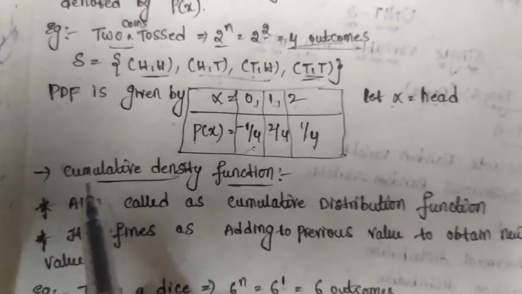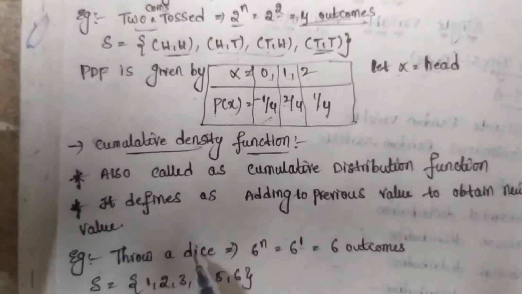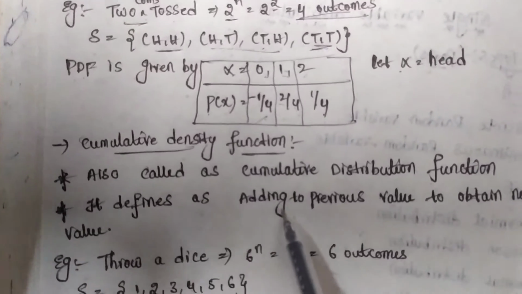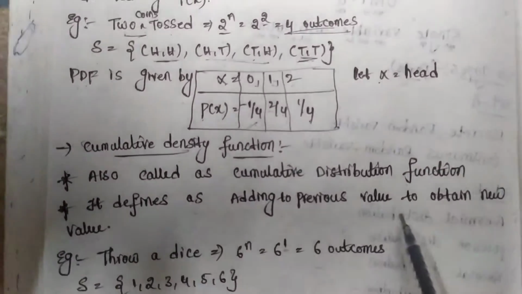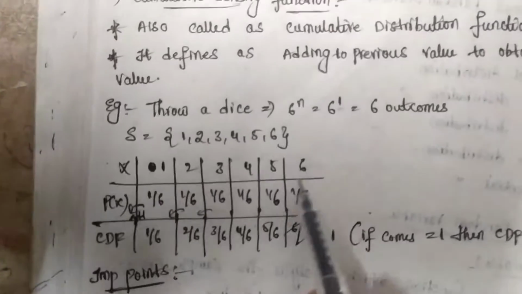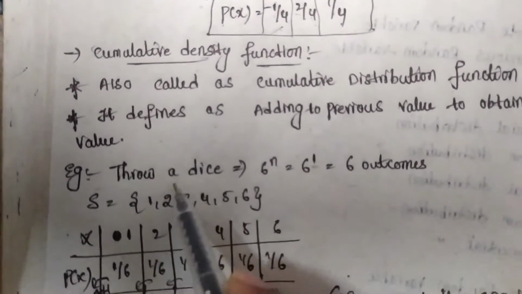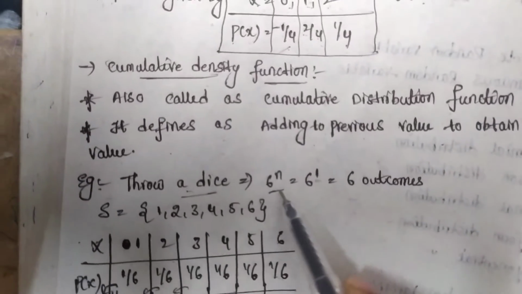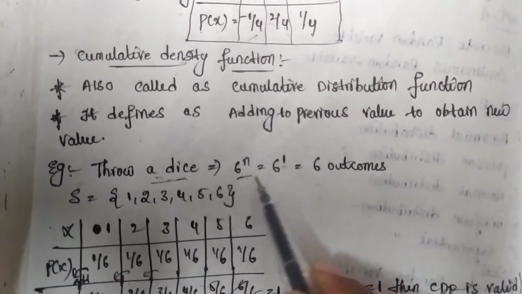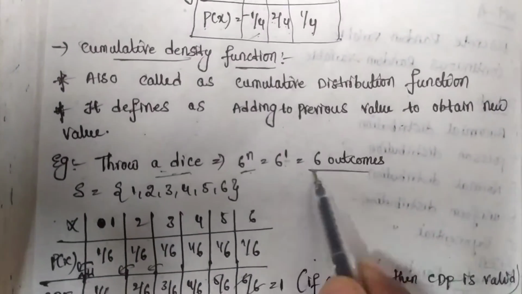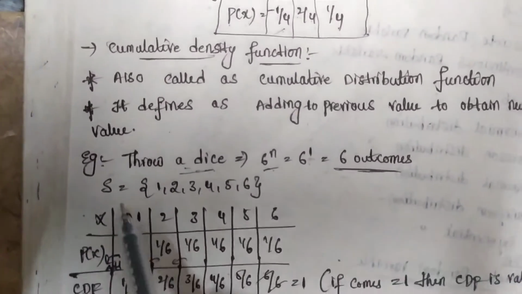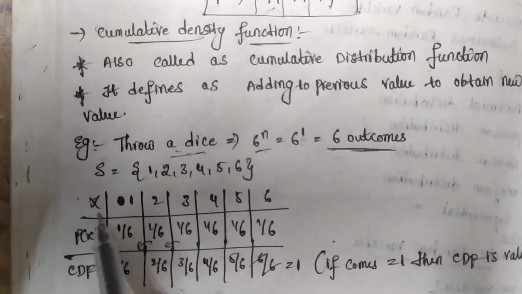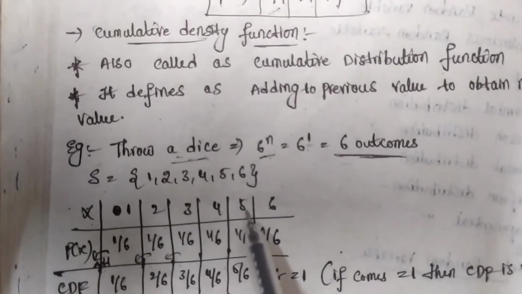Let us understand the cumulative density function. It is also called the cumulative distribution function. It is defined as adding the previous value to obtain the new value. Let us understand with an example. Here a die is thrown, and the formula is 6 power n. Throwing one die, 6 power 1 equals 6 possible outcomes, represented as S equals 1, 2, 3, 4, 5, 6. Here we take x values 1, 2, 3, 4, 5, 6.